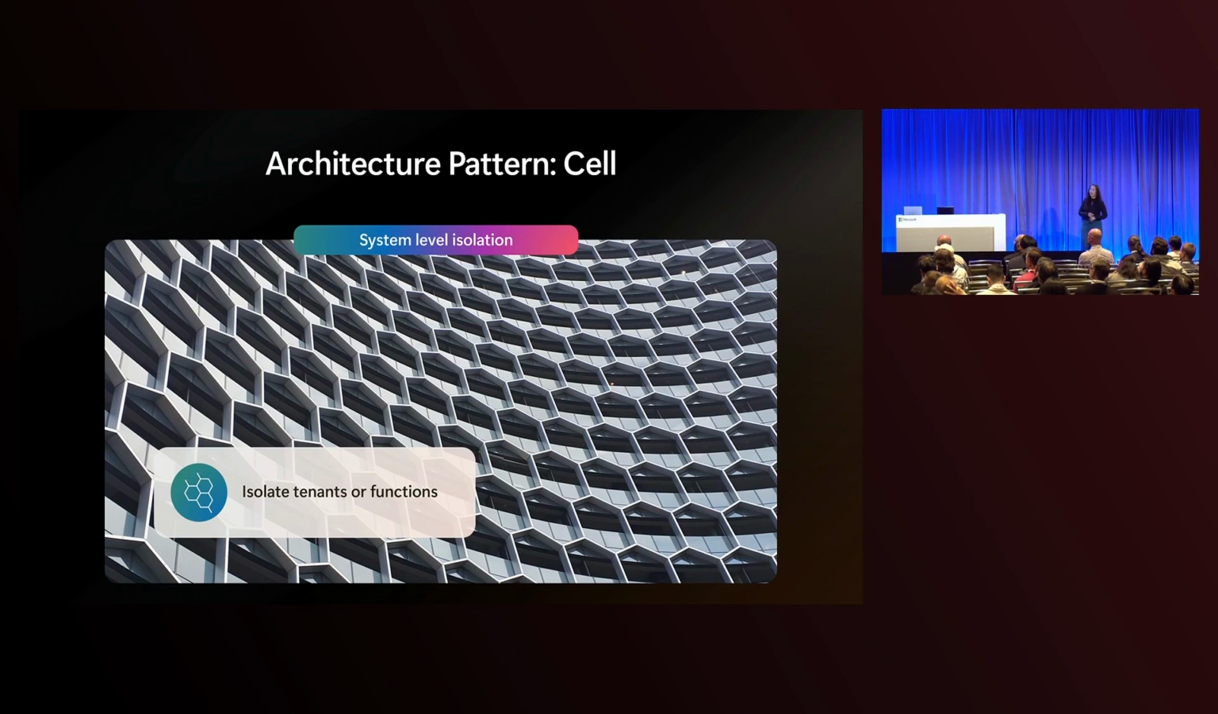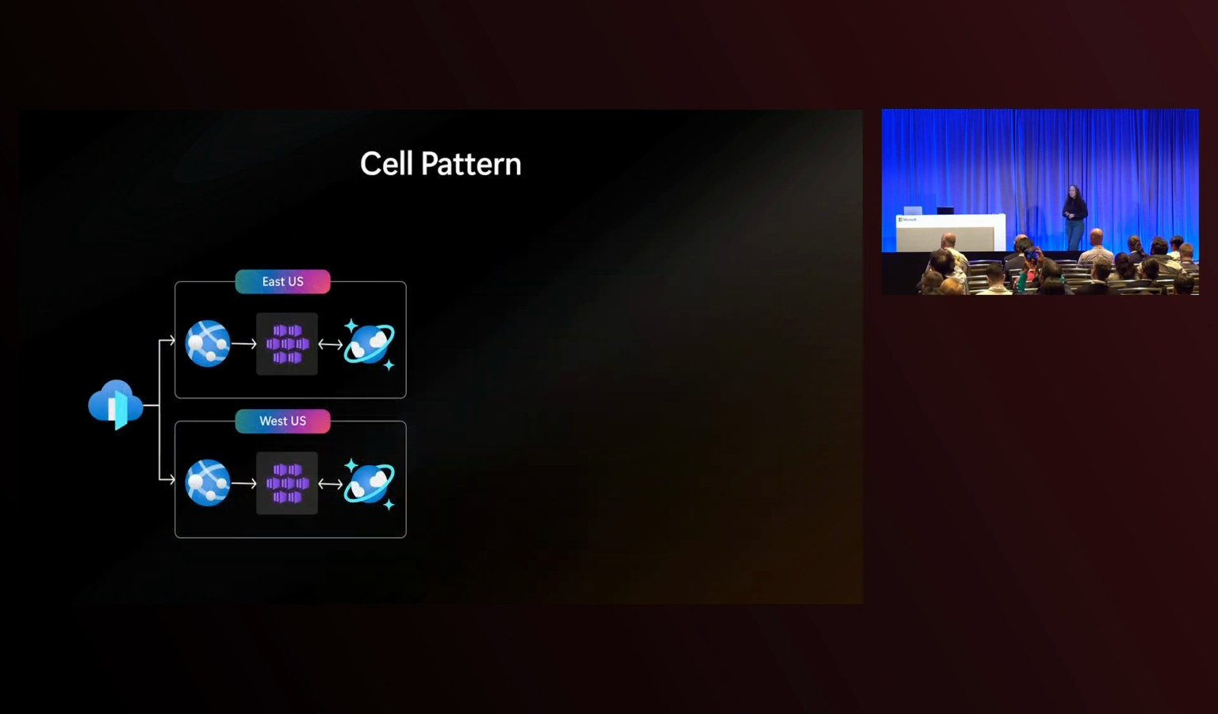A similar pattern is the cell architecture. While bulkhead helps us do component-level isolation, with cell architecture, this is system-level isolation. This is used often for multi-tenancy. With the cell architecture, you have multiple self-contained, independent, and deployable units that are copies of the entire architecture in your system. So we have our architecture diagram here, again, a simplified picture of it.